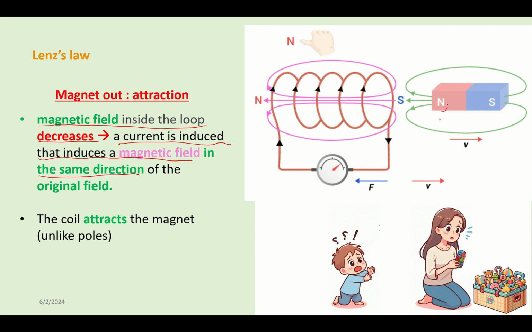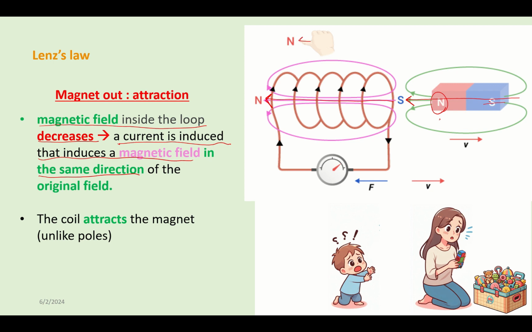So here we are removing the north pole. A south pole would be created on the nearest side of the coil to try to attract it back towards it. That means that the other side would be north. So you can see that the direction of the induced magnetic field is in the same direction as the original magnetic field. That's because it's trying to increase it again. It is trying to increase the original magnetic field.